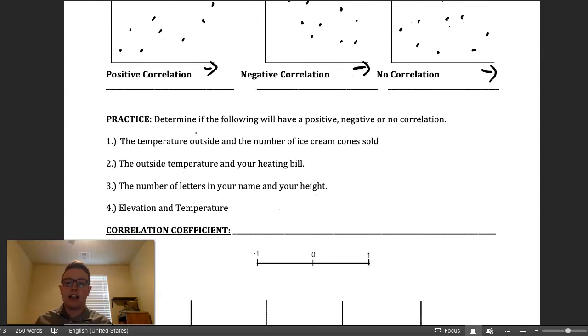Starting with the temperature outside and the number of ice cream cones sold. If the temperature outside is increasing, what do we expect to happen to the number of ice cream cones? Well, it would also be increasing, making this a positive, negative, or no correlation? Well, as one increases, the other increases, so this is a positive correlation.